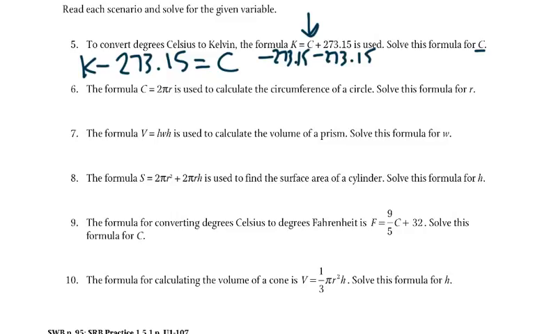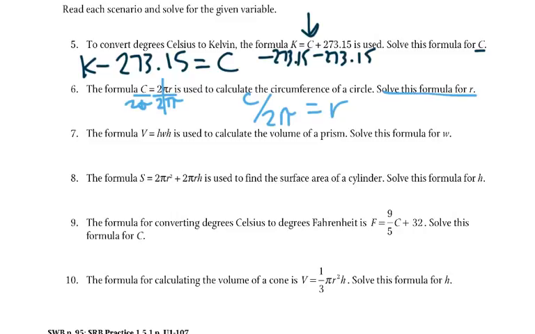Okay, number 6, the formula for circumference, C equals 2 pi times the radius, is used to calculate the circumference of a circle. Solve this formula for R. So if you ever knew the circumference and wanted to find the radius, you could do it. Pi is like a number. So 2 times pi is like a number, so to get rid of it, we simply divide by 2 pi. Those become 1 and get eliminated, so we have C divided by 2 pi equals R.